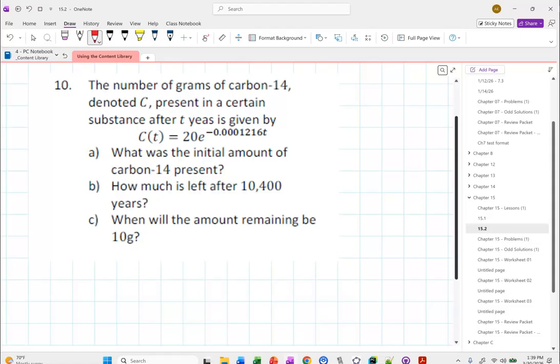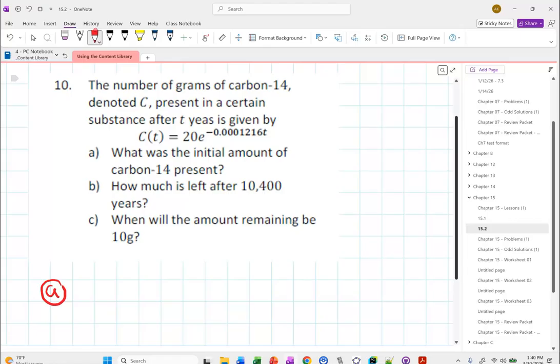Number 10 says the number of grams of carbon-14, denoted as C, present in a substance after T years, I think that's probably supposed to be years, is given by the function C of T equals 20 e to the negative 0.00012116 T. What is the initial amount of carbon-14 present?